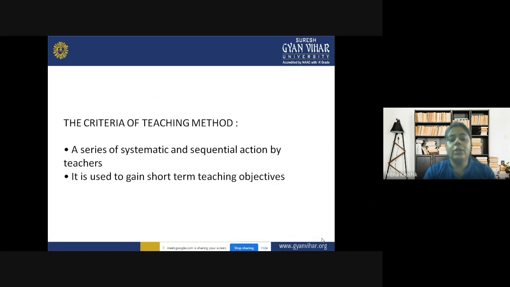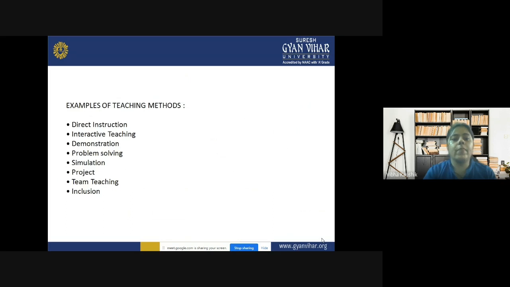It is used to gain short-term teaching objective. Means the teaching method will help the teacher to gain the short-term teaching objectives. Examples of teaching method: direct instruction, interactive teaching, demonstration, problem solving, simulation, project, team teaching, and inclusion.